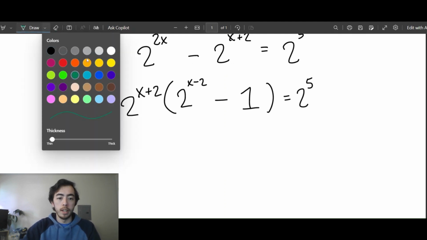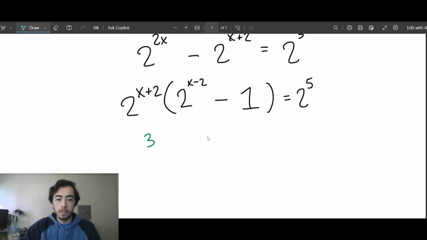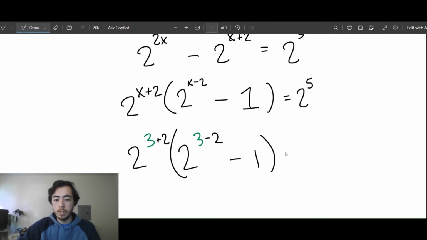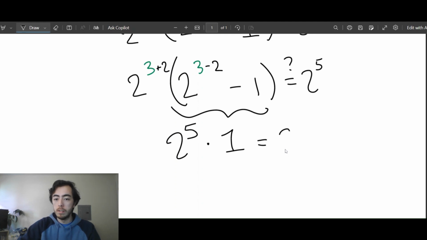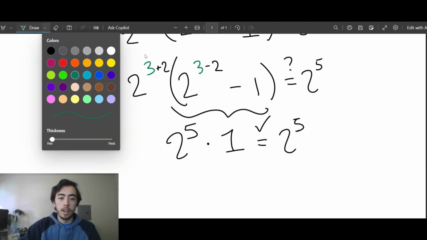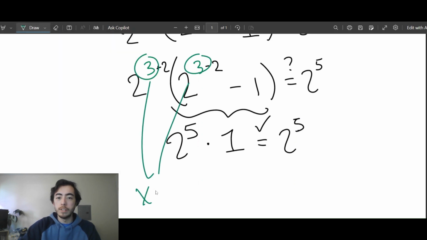So when x is 3, I'll put a 3 here and a 3 there, and I'll fill in the rest. Let's see, 2 to the power of 3 plus 2 times 2 to the power of 3 minus 2 minus 1. Is this equal to 2 to the power of 5? And then we just saw earlier that this number is just a 1, and then 2 to the power of 3 plus 2 is 2 to the power of 5. So nice, that does check out, and so that does mean that x is equal to 3 for today.